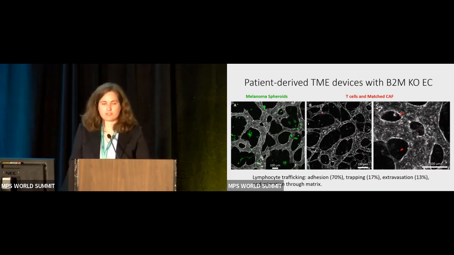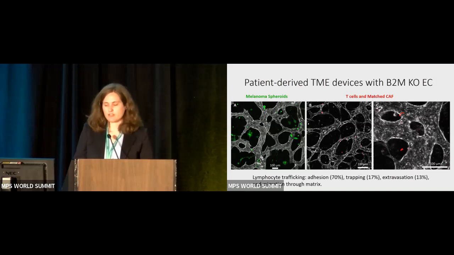So on the left side of the screen, you're going to see patient-derived melanoma spheroids labeled in green. These are in a microvascular network generated with those B2M knockout HUVEC and B2M knockout fibroblasts. And so you can see the microvasculature forms nicely around the small spheroids. And then in panels B and C on the right, we have microvascular networks formed with the B2M knockout HUVEC in combination with cancer-associated fibroblasts from one of the patients. And then I've perfused T cells from the matched patient sample.